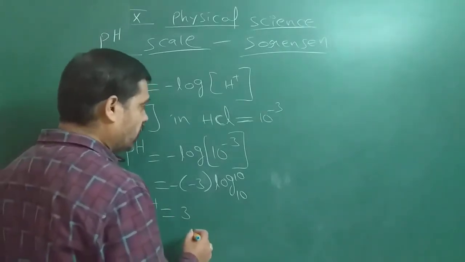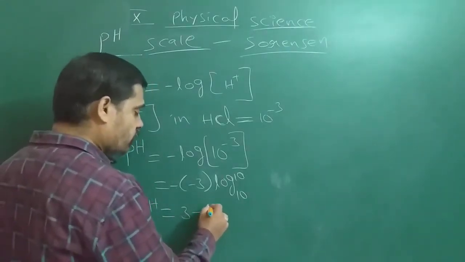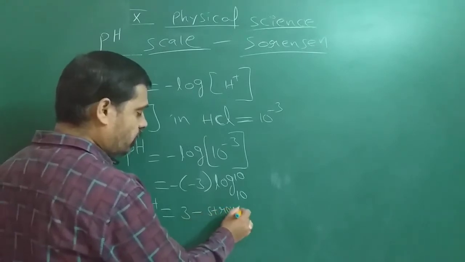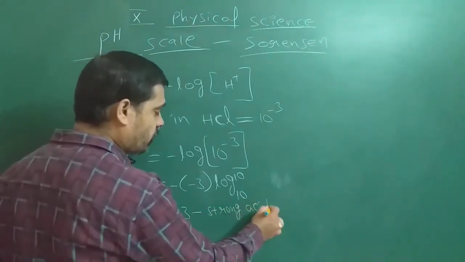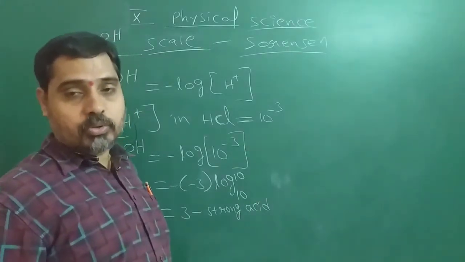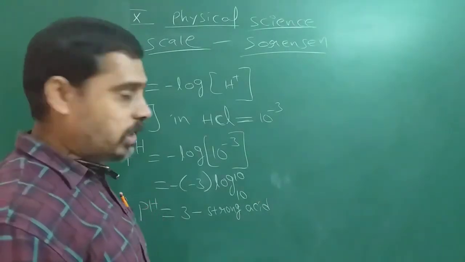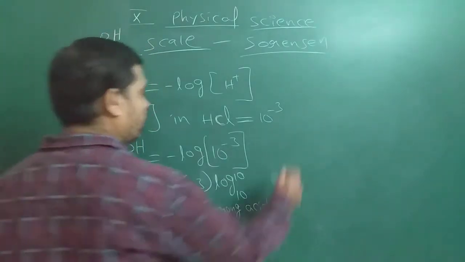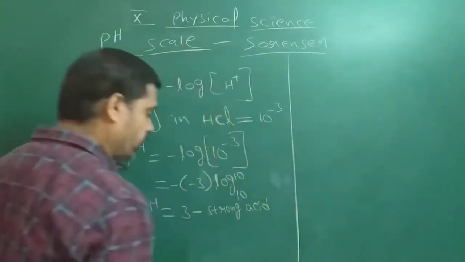Then we can say that it is a strong acid. How can we tell a strong acid? If the pH values are 0, 1, 2, 3, we can say strong acid. Similarly, let us calculate for some other value.